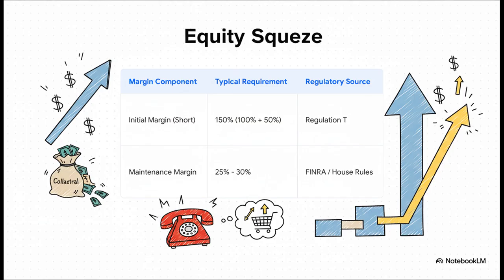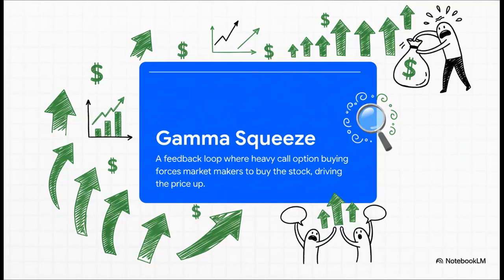Well, your bet is losing money and the value of your collateral shrinks. If it falls below a certain level, the maintenance margin, your broker calls you up and says you need more money. Now, that's a margin call. And if you can't pay, they force you to close your position by buying back the stock, which, of course, only pushes the price even higher. See the loop? Now, the gamma squeeze, this thing can be even more explosive.